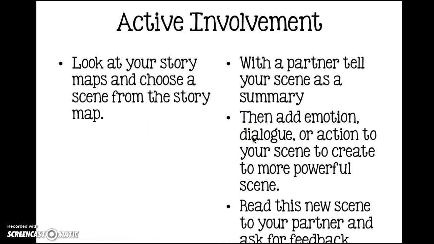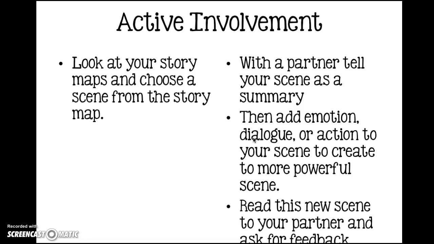So look at your story map that we made last week. Choose a scene from that story that you had kind of jotted down to plan your story. What you're going to do today is you're going to get with a partner and you're going to tell your scene just as a summary. So you're going to tell how you want that scene to kind of play out, not giving very many details. And then you and your partner are going to add emotion, dialogue, or action to your scene to create a more powerful scene. So you don't want to tell the scene anymore. You want to show it. You want to make the reader be able to feel and see and visualize what's happening in that particular scene.